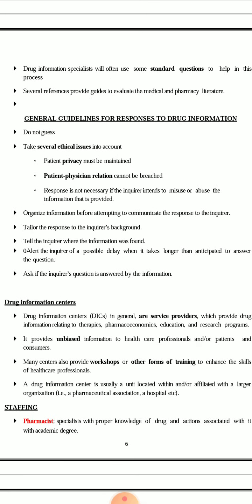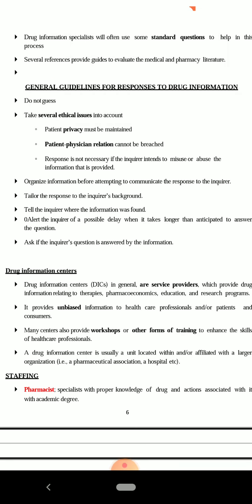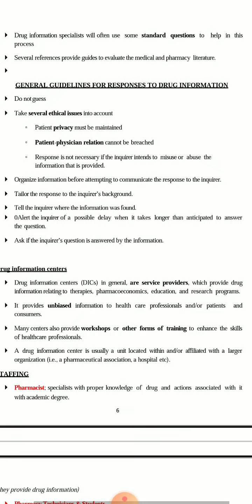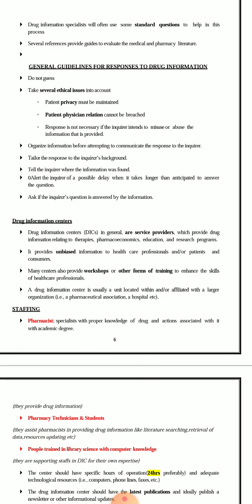Organize the information before attempting to communicate the response to the inquirer. Tailor the response to the inquirer's background. Tell the inquirer where the information was found. Alert the inquirer of a possible delay when it takes longer than anticipated to answer the question. Ask if the inquirer's question is answered by the information, whether he is satisfied or not.